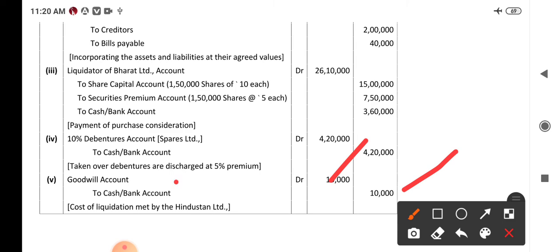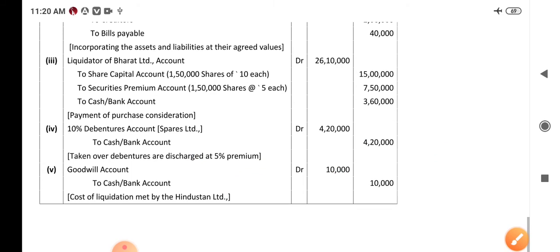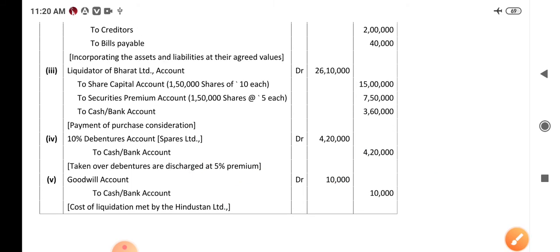The entry is goodwill account debtor to cash or bank account. Okay, if any of the expenses, if it is assumed by the purchasing company, then it should be shown in the books of purchasing company only, and the entry will be goodwill account debtor to cash or bank account.